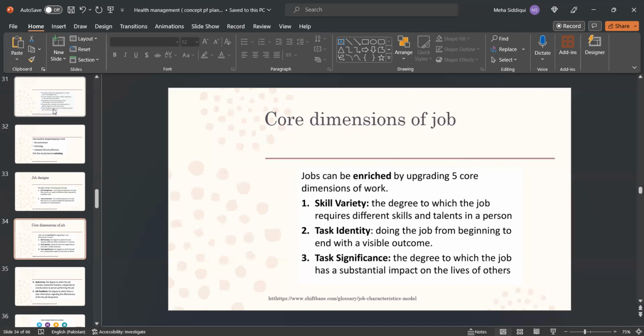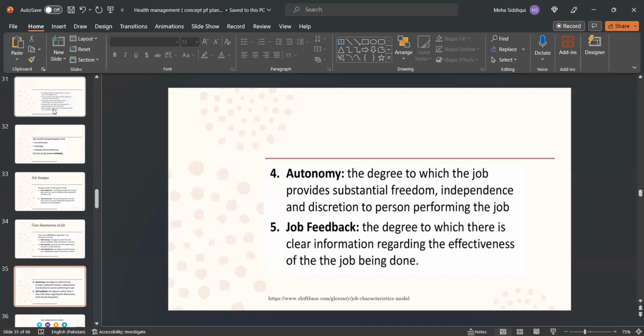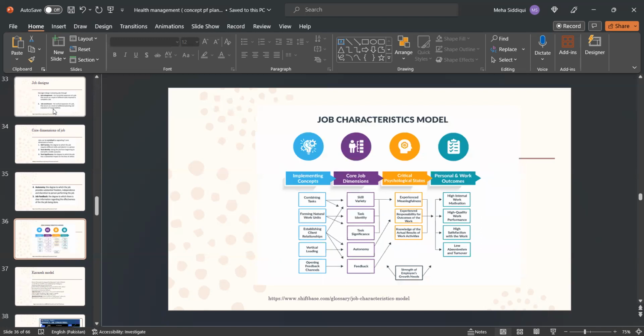Task significance, the degree to which the job has a substantial impact on the lives of others. Then comes autonomy, the degree to which the job provides substantial freedom, independence, and discretion to the person performing the job. Then comes job feedback. It is the degree to which there is clear information regarding the effectiveness of the job being done.